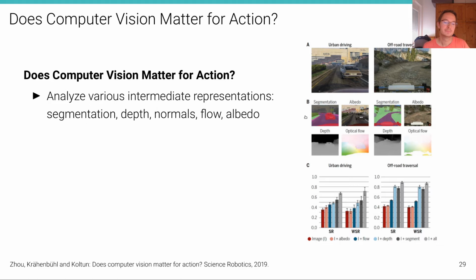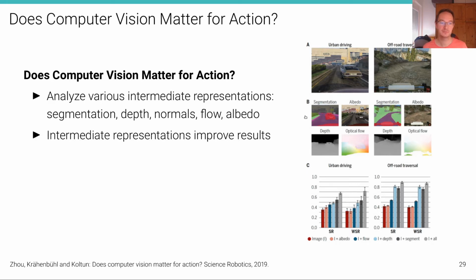In 2019, Xu et al. wrote an article that asked the question, does computer vision matter for action in Science Robotics? What they did in this article is they analyzed various intermediate representations, including semantic segmentation, depth estimation, normal prediction, optical flow estimation, or albedo prediction, with respect to their ability to lead to robust driving behavior.